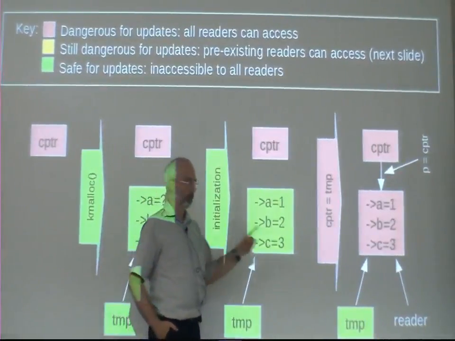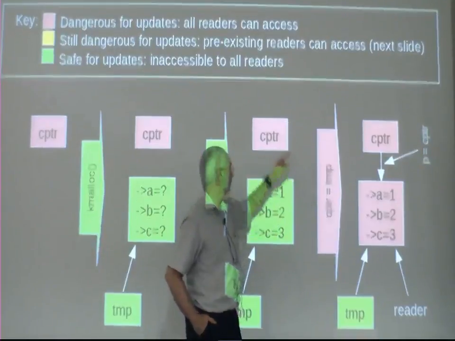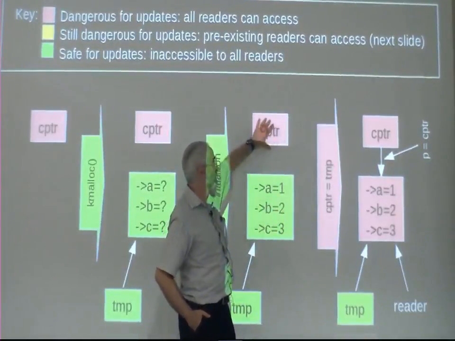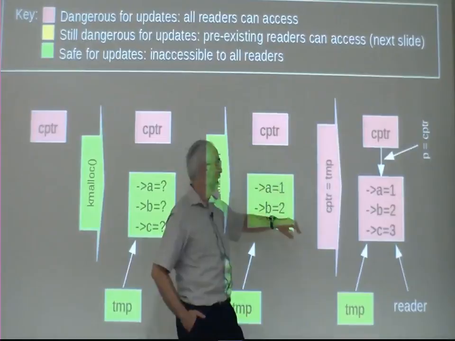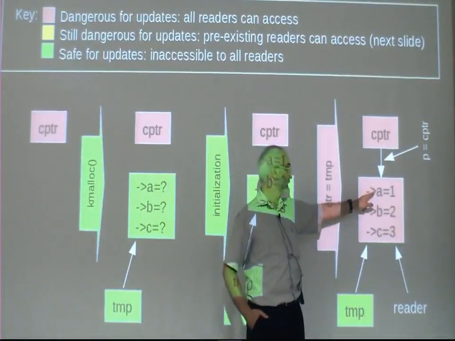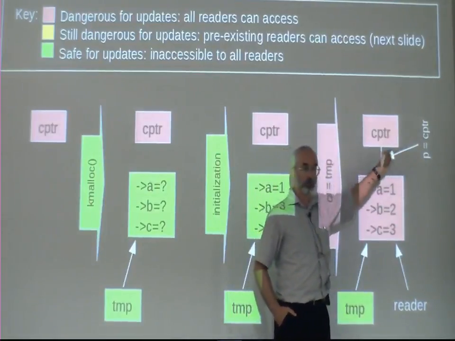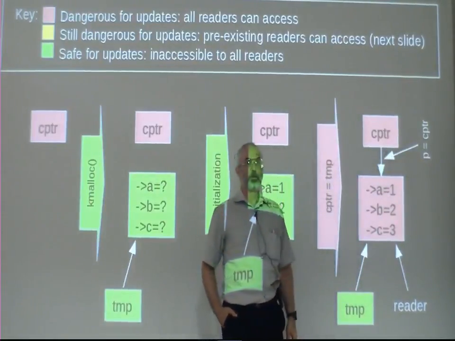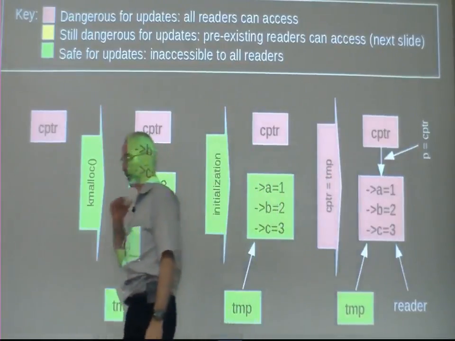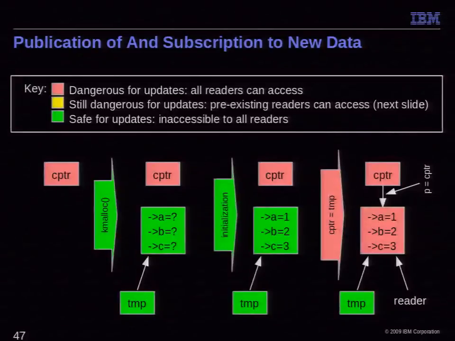And then we can almost do this. We'll talk later about why we can't, but we could just do an assignment. We could take the value of temp and store it into CPTR. And once we do that, suddenly this is accessible to the readers, so its color turns to red. And the readers are picking up the pointer to access it. That's not quite right either, but we'll see why later. So what we've done, ignoring the little bits about those two assignment statements, is make new data available to the readers without disrupting them.